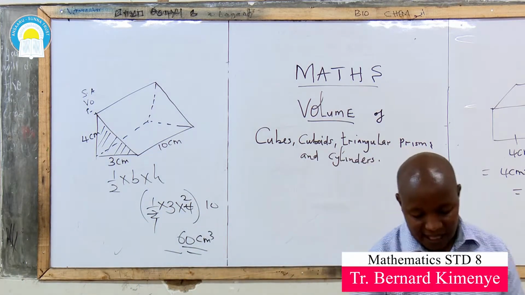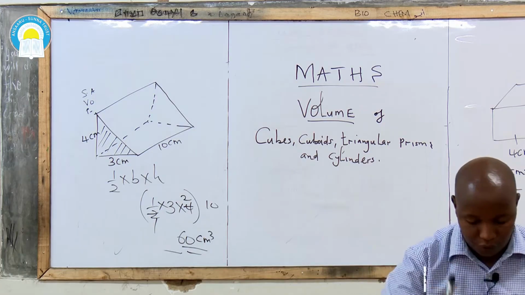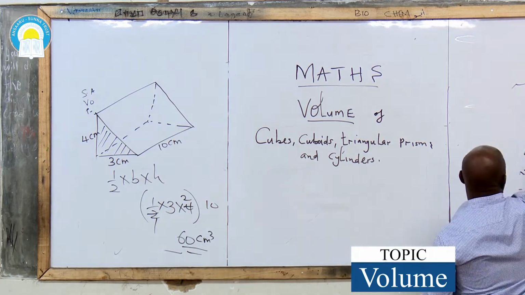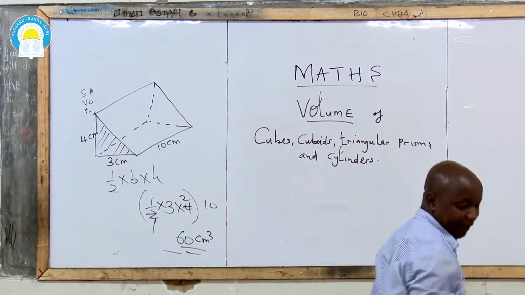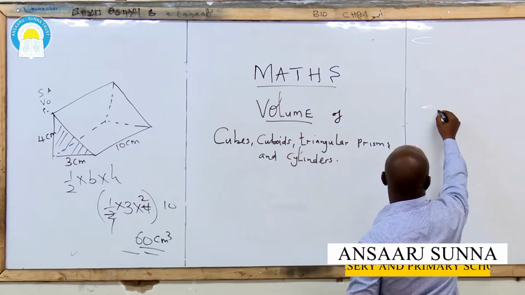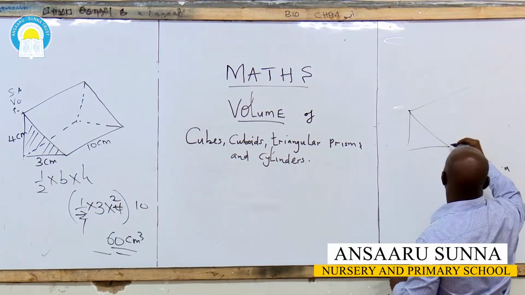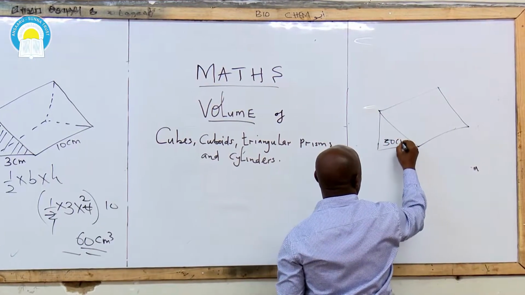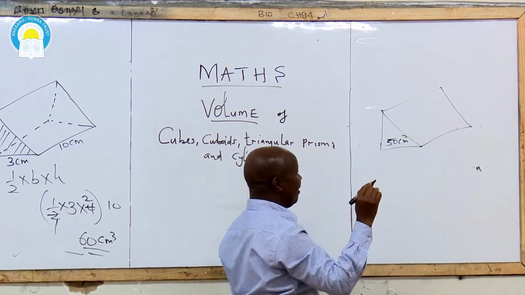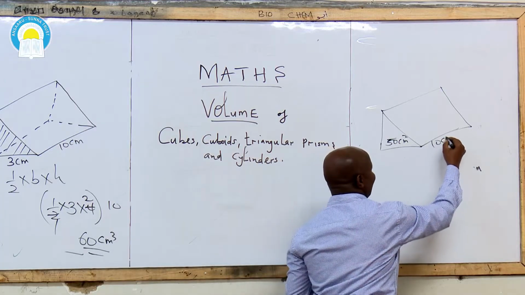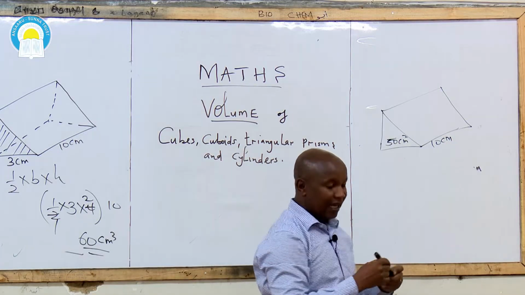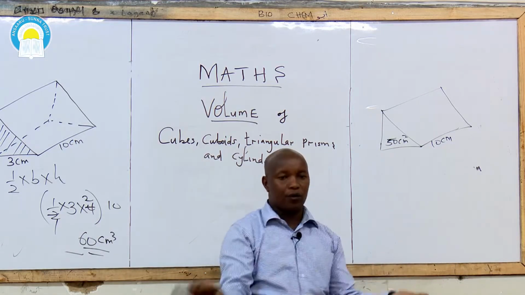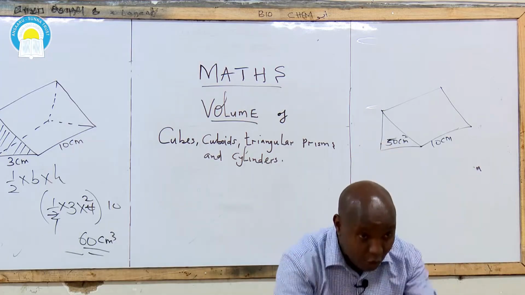In some cases, they can give you even the area of the cross-section. In one of the exams that we did recently, they gave you the figure of a triangular prism, and again, they gave you already the base area. Already they gave the base area as 50 centimeters squared, and here you are given 10 centimeters. Then they ask you, what is the volume? Class, once you are given the area of the cross-section, you don't need to look for it again. Already you have been given.